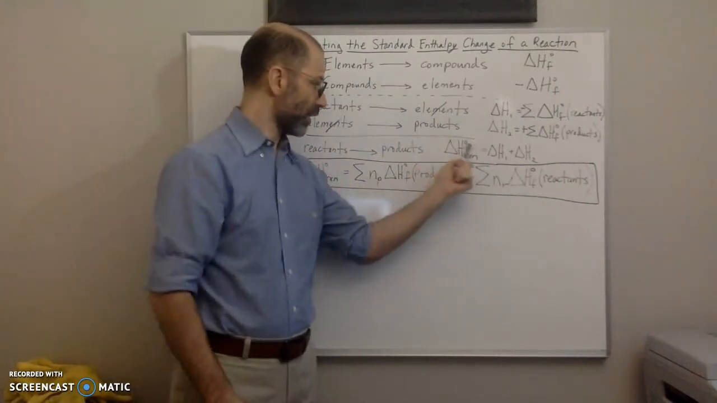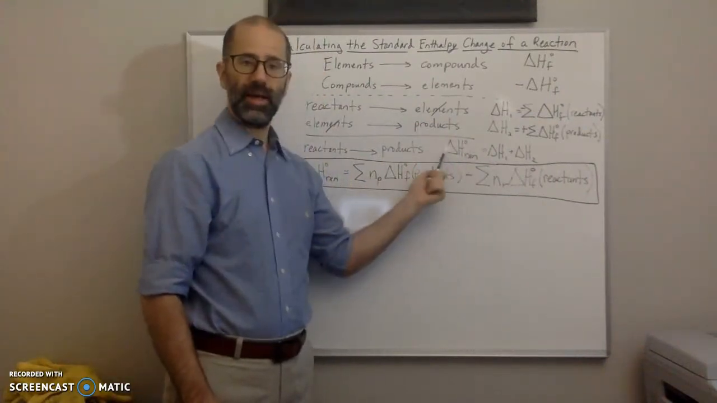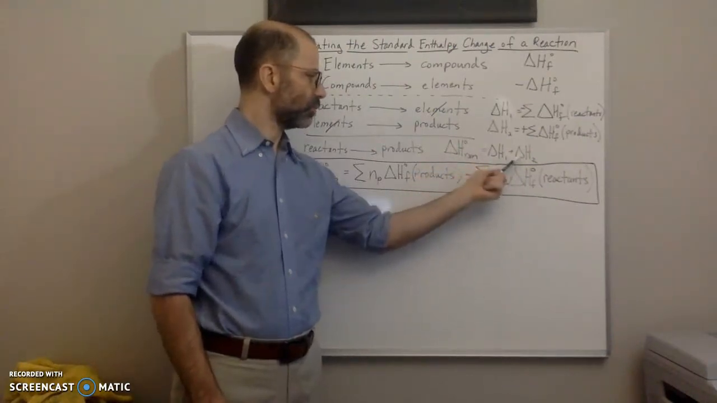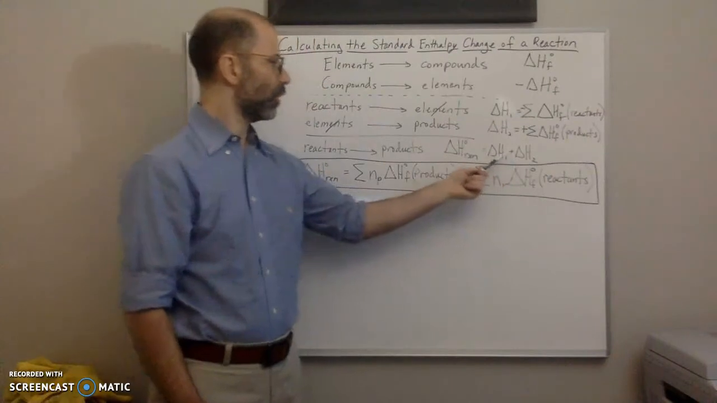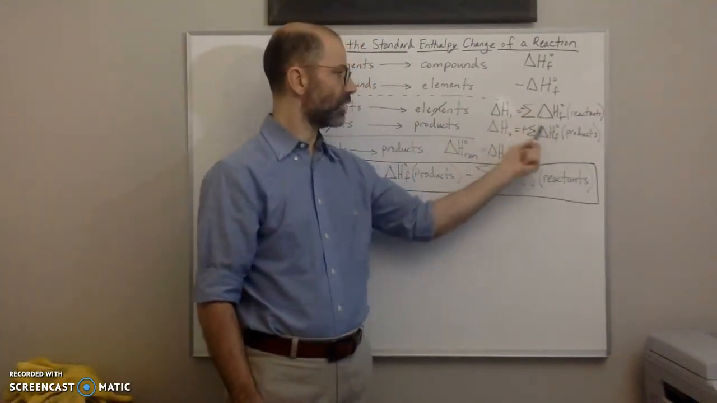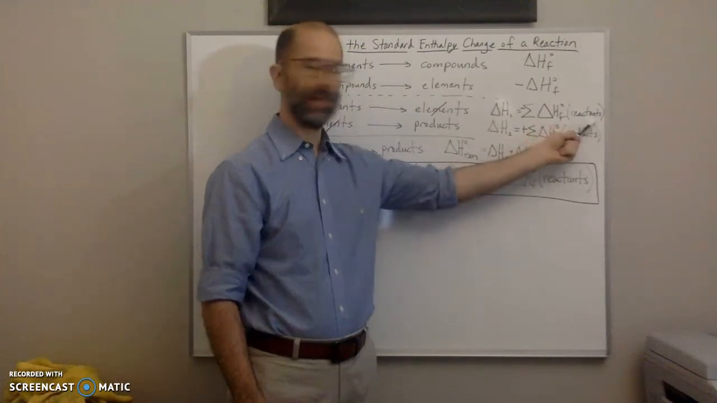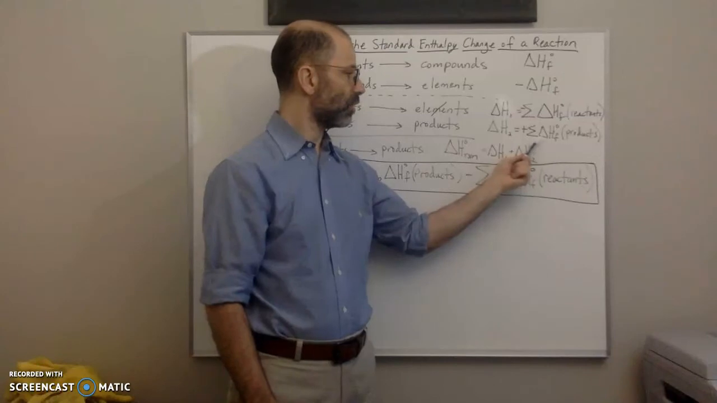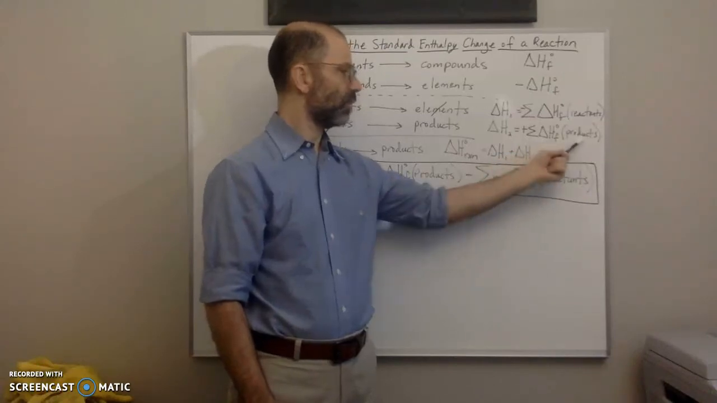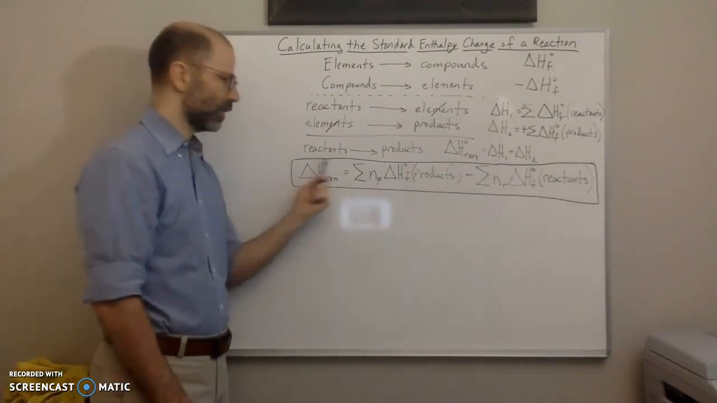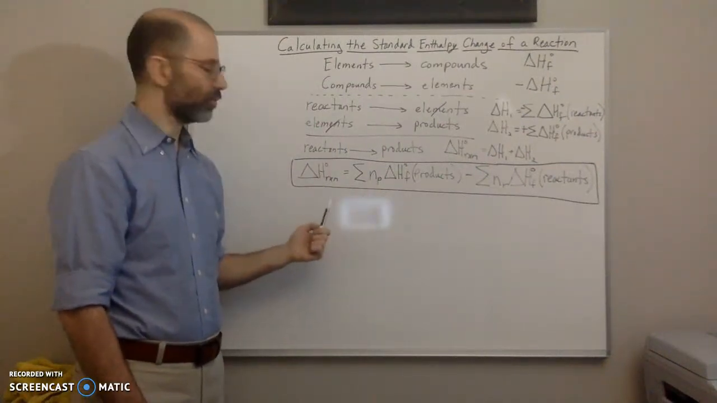And so the standard enthalpy of the whole reaction is just going to be delta H1 plus delta H2, which turns out to merely be the sum of the standard enthalpies of formation of the reactants plus the standard enthalpies of formation for the products. And so when you put this all together, you get an equation that's very useful.